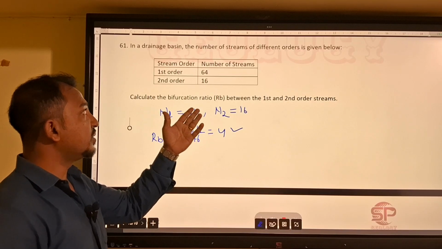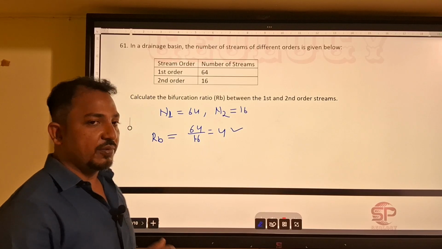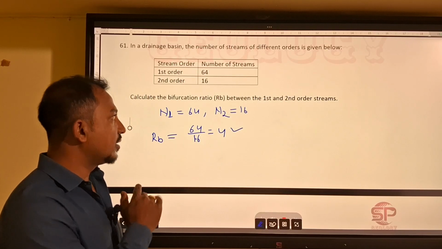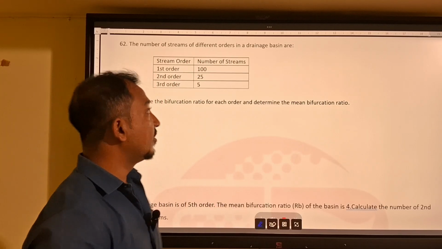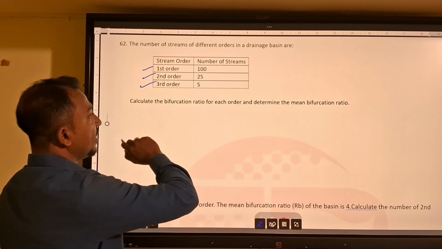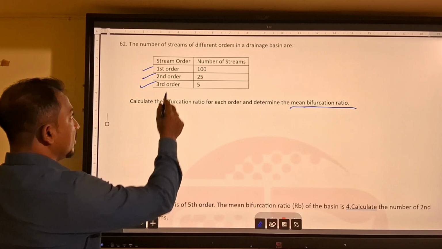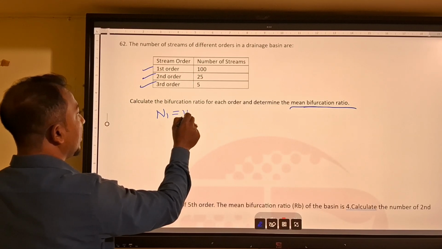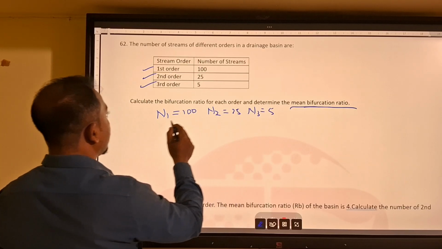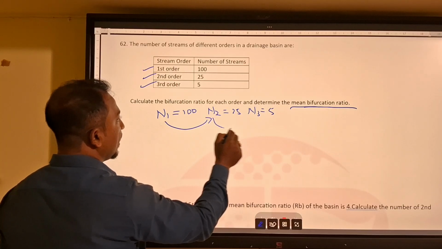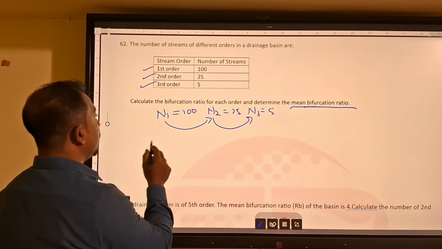Either the number of streams is given, or sometimes in the question you are given a diagram from which you have to count the number of first order or second order streams, then solve the problem. Next, the number of streams of different orders in a drainage basin are given: first order, second order, third order. We are asked for the mean bifurcation ratio. N1 is 100, N2 is 25, N3 is 5. First we calculate the bifurcation ratio from N1 to N2, then N2 to N3, then take the mean or average.